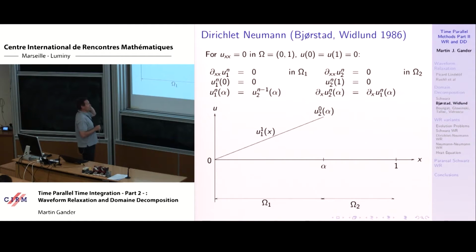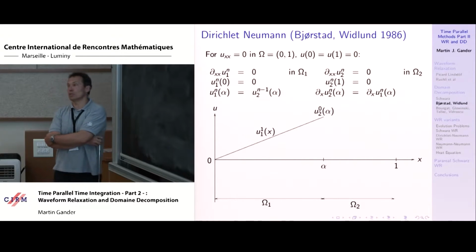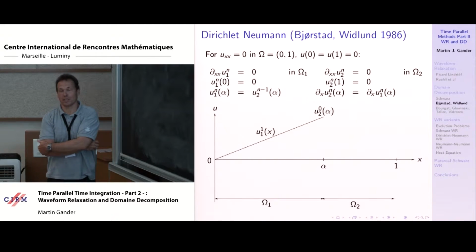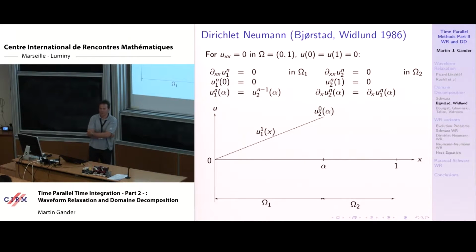Now there is another basic domain decomposition method, which is called the Dirichlet-Neumann method. This was invented much, much later than the Schwarz method, about 100 years later, by Bjørstad and Widlund. Bjørstad is organizing the next domain decomposition conference in Spitsbergen. It's going to be in February.